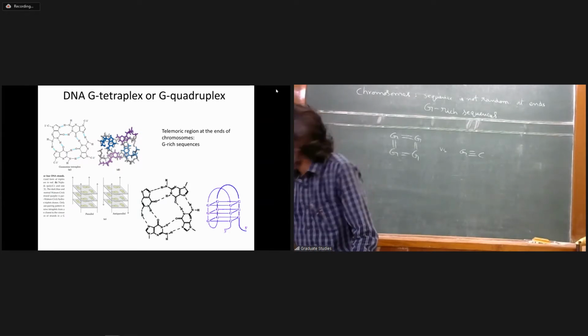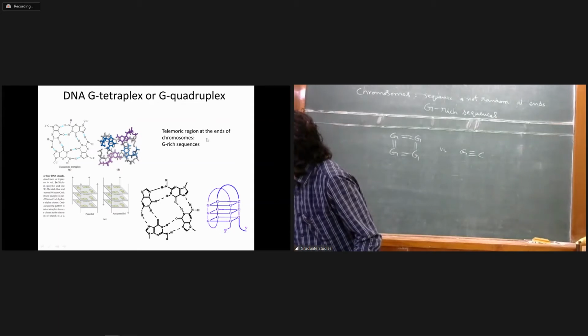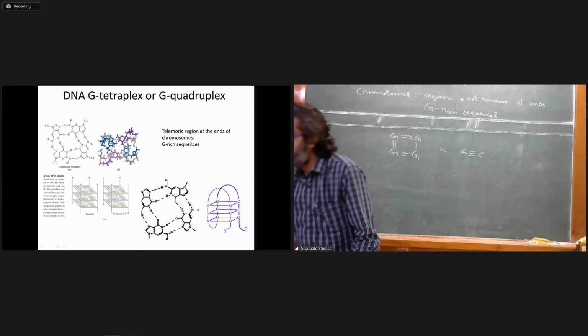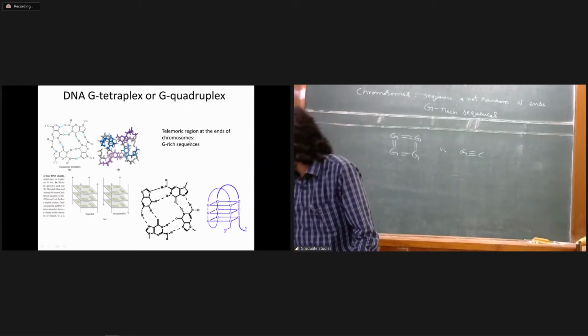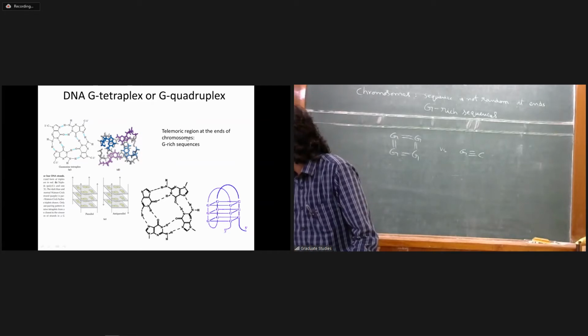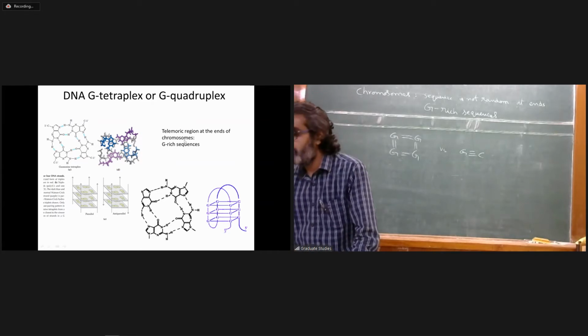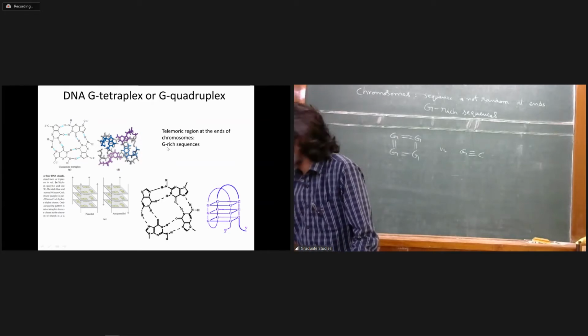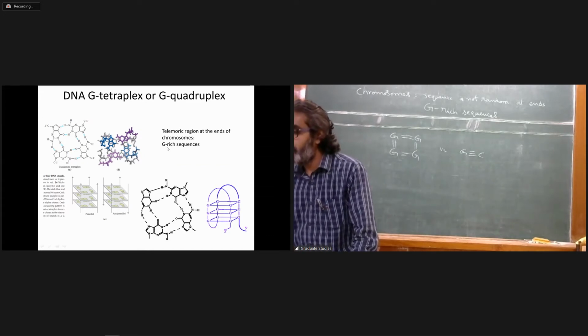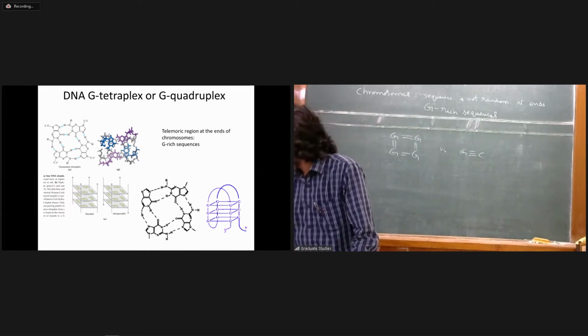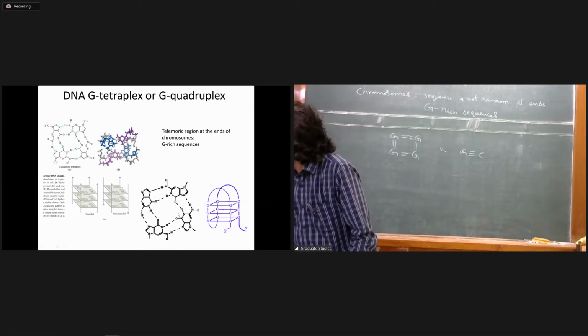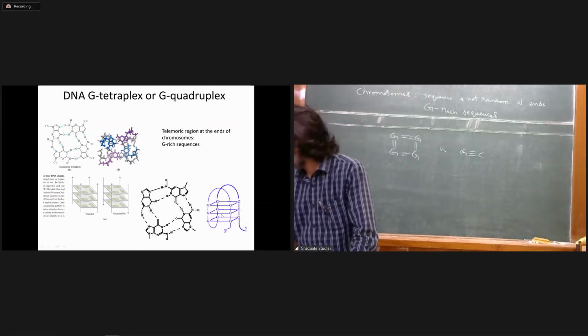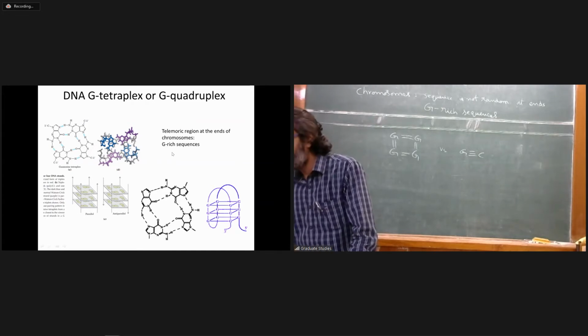No, that's why actually the sentence I have here: telomeric region at the ends of chromosomes. In your body you have G sequences. If you see the sequence at the ends of chromosomes, wherever you have the G sequences, you don't need a complementary strand. More or less, the single strand itself can come and form this. And yes, this is natural.